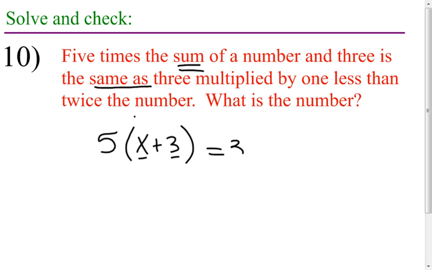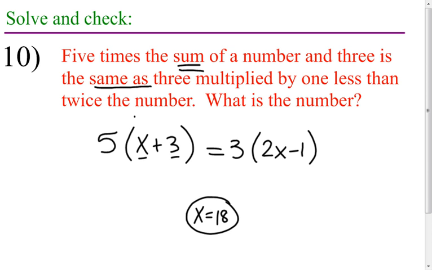3 multiplied by 1 less than twice the number. So here's twice the number. 1 less than that, I would subtract 1, and I'm taking 3 times that quantity. Okay? I am going to let you solve for that. I will tell you that when you do that, you get x equals 18. But the hardest part to that problem is to come up with the equation. So that's what it should look like.